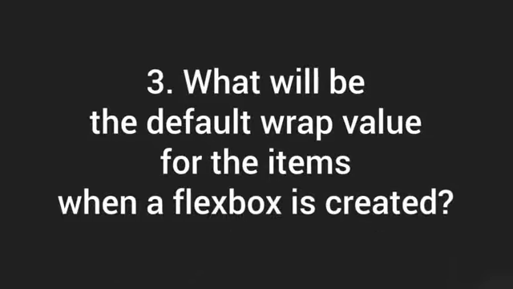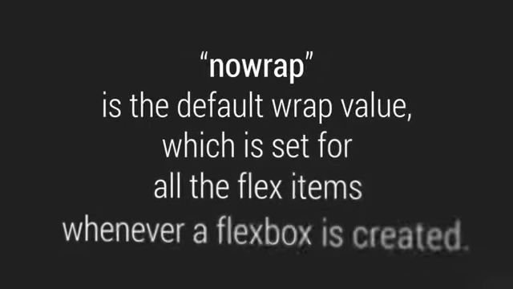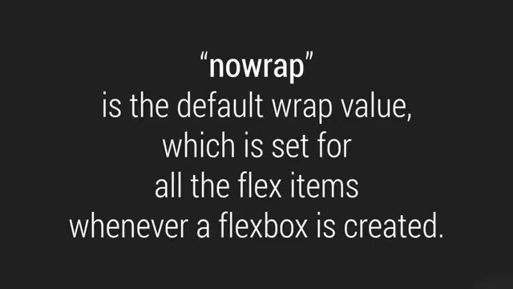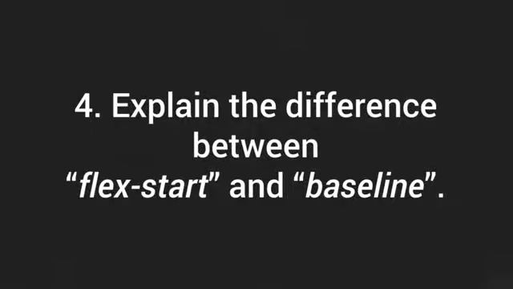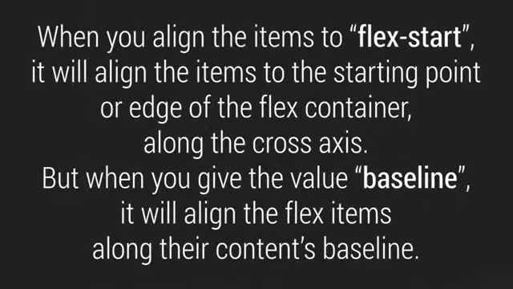What will be the default wrap value for the items when a flexbox is created? It is the no wrap, which is the default wrap value, and it is set for all flex items whenever a flexbox is created. Explain the difference between flex start and baseline. So when you align the items to flex start, it will align the items to the starting point or edge of the flex container along the cross axis. But when you give the value baseline, it will align the flex items along their contents baseline.